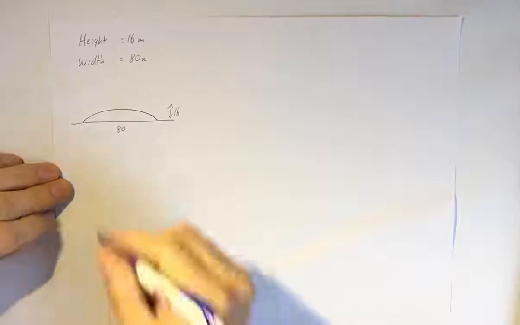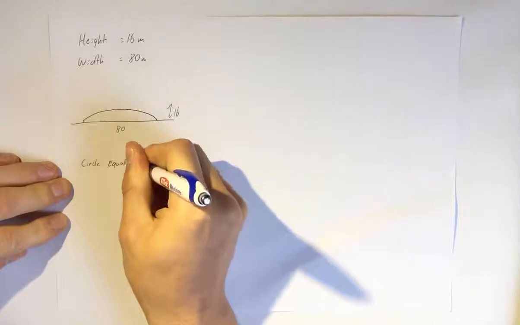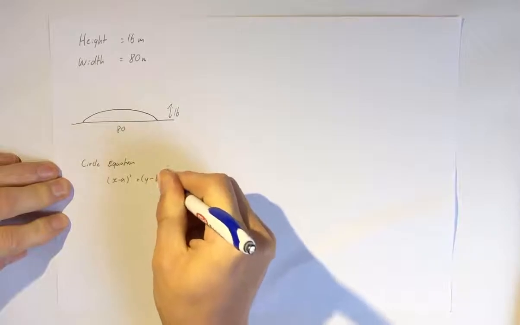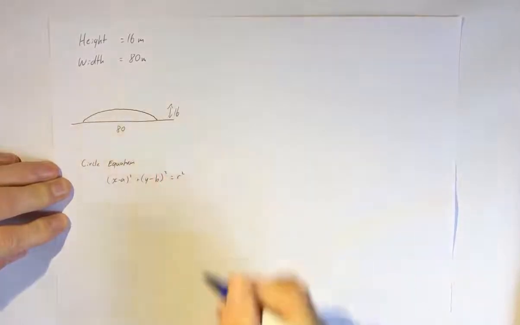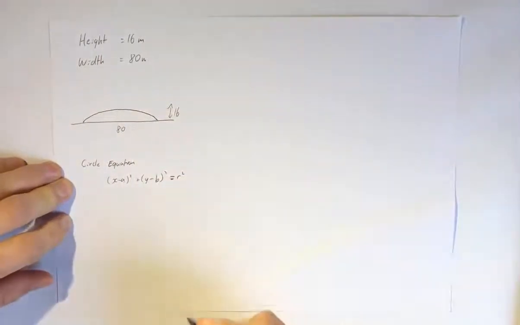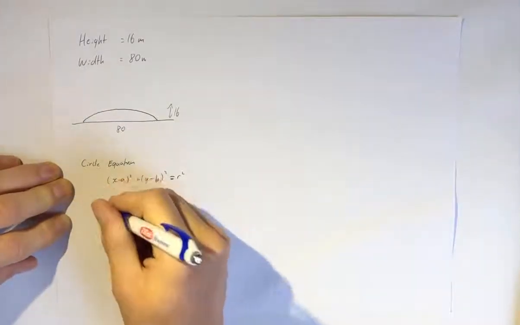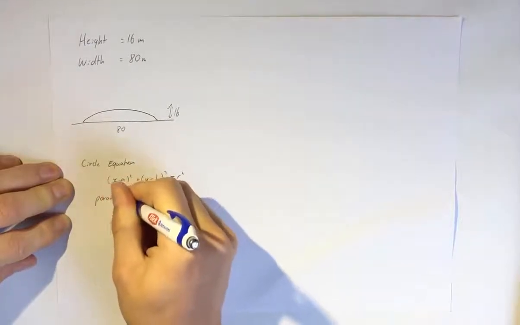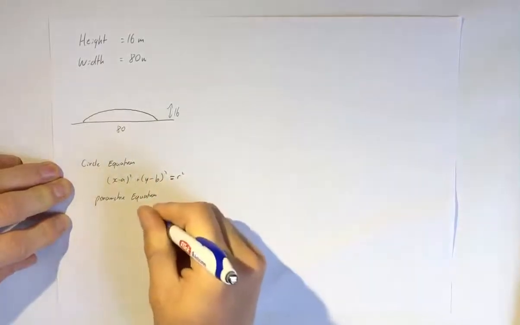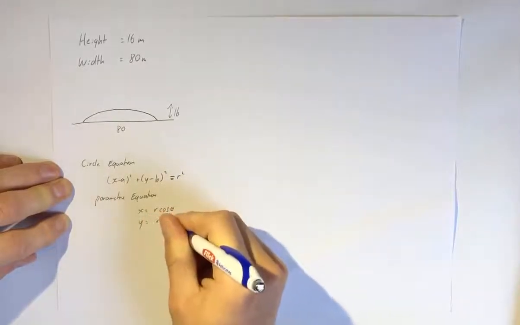So, just a quick recap of the circle. The circle equation came out to be (x - a)² + (y - b)² = r², the radius of the circle squared. We also know parametric equations. The parametric equation was x = r cos θ and y = r sin θ.